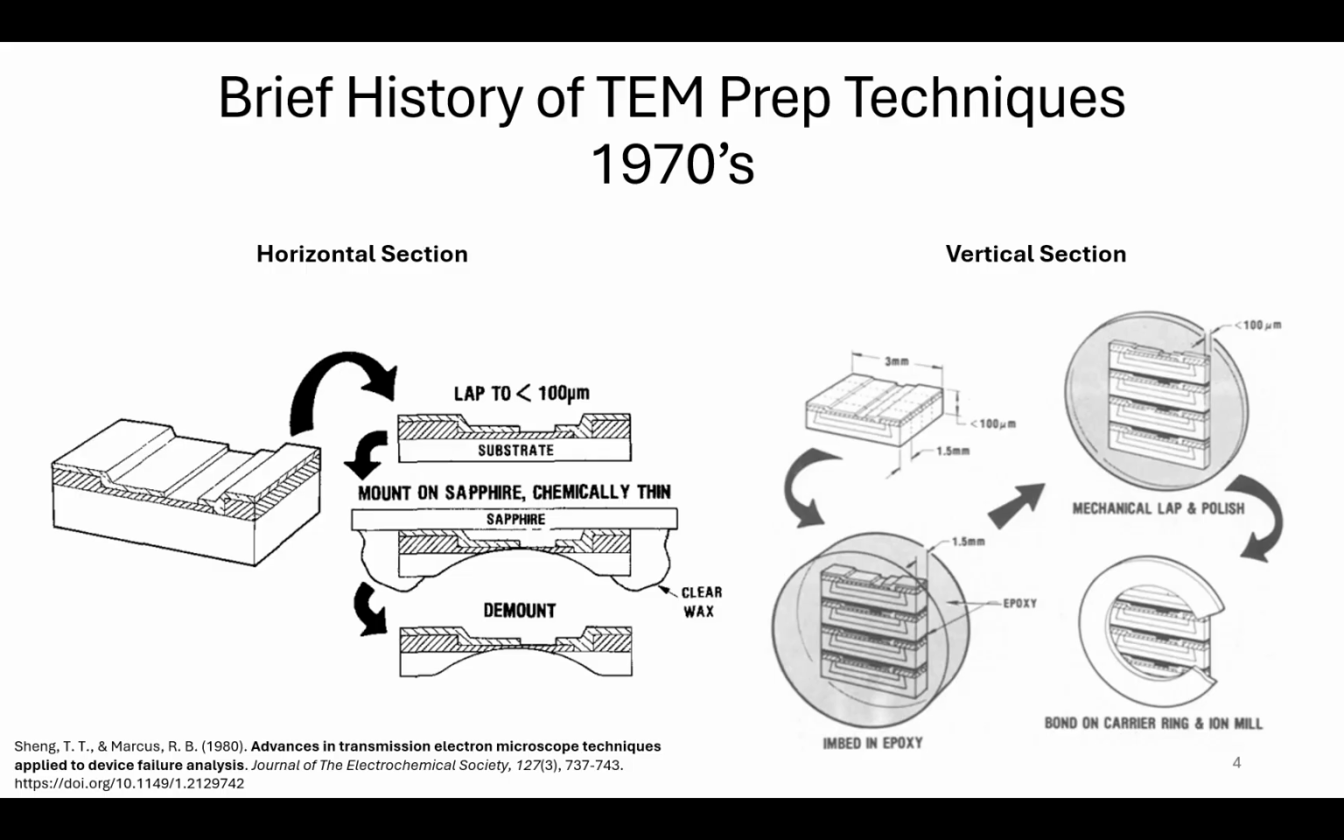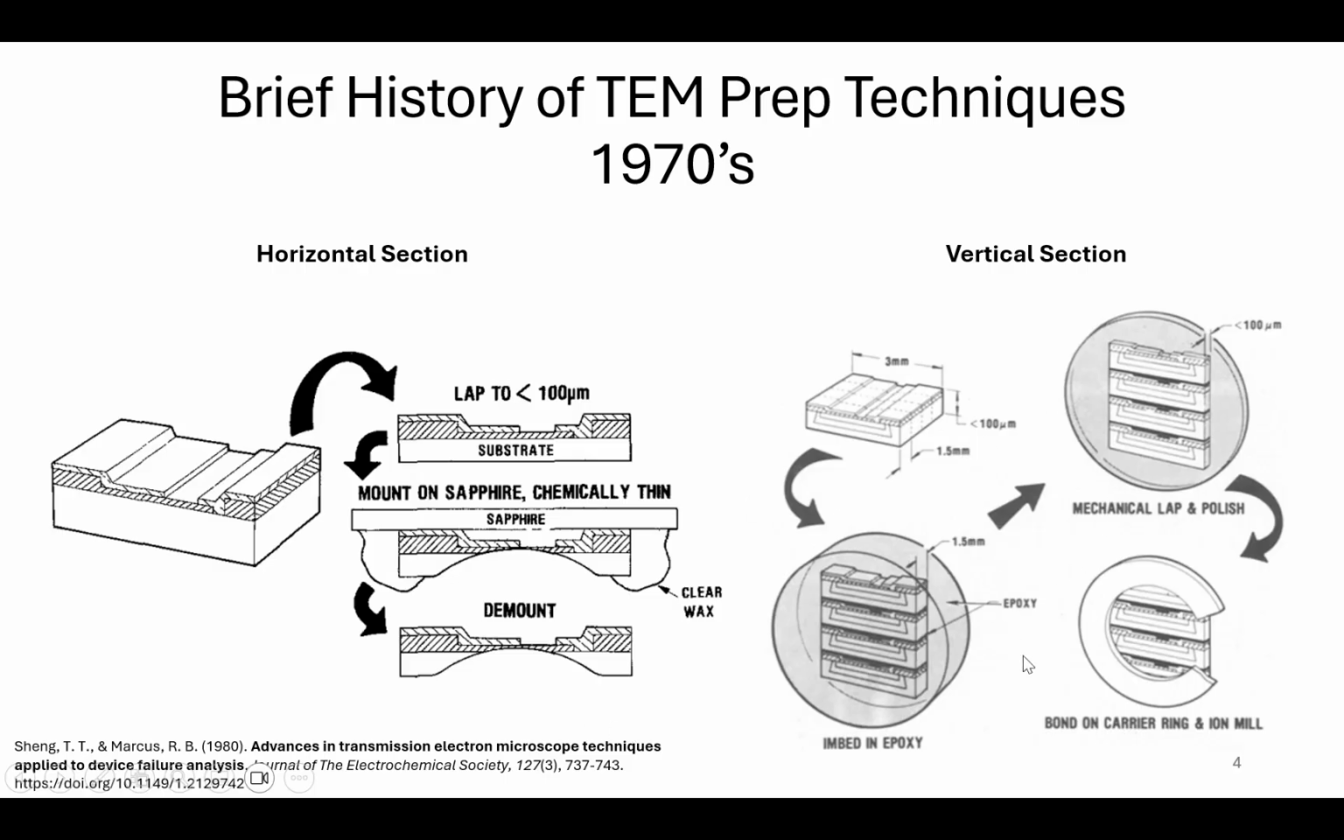Okay, and then there's the horizontal section technique, where a sample is mechanically lapped on both sides with grit paper until it's about 100 microns thick. And then the sample is mounted on transparent sapphire, and wax is used to cover and protect the areas that you don't want to be etched, because we're going to do acid etching next, and wax is resistant to acid etching. So then you chemically etch the whole thing until a little hole opens up, and the taper around the hole is generally thought to be thin enough for TEM.